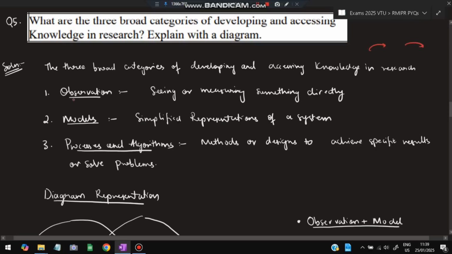The first one is observation. Observation means seeing or measuring something directly. This is the first way of developing and accessing the knowledge in research.